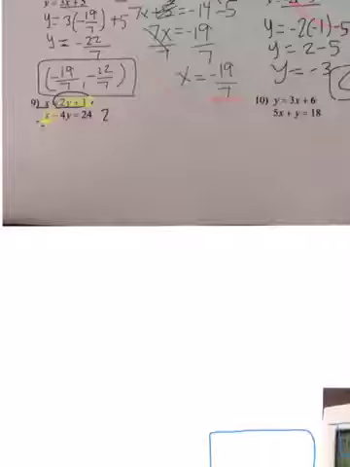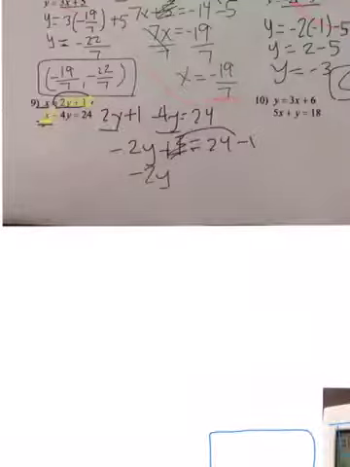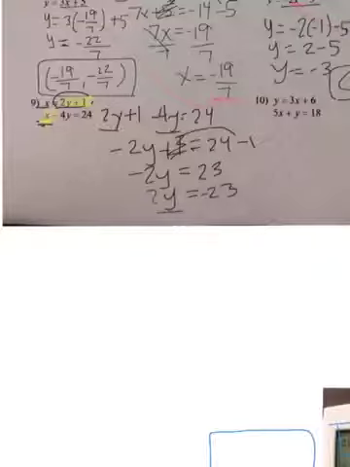2y plus 1, that's my x, that goes right here. Then I do minus 4y equals 24. I combine like terms. So that's negative 2y plus 1 equals 24. I move this to negative 1. And it's negative 2y equals 23. Change the signs, and 2y equals negative 23. And divide by 2. y equals negative 23 halves.